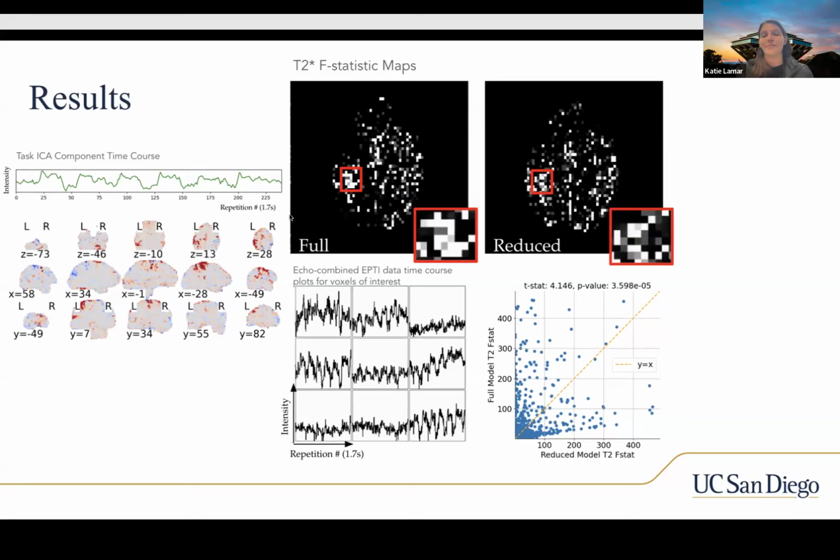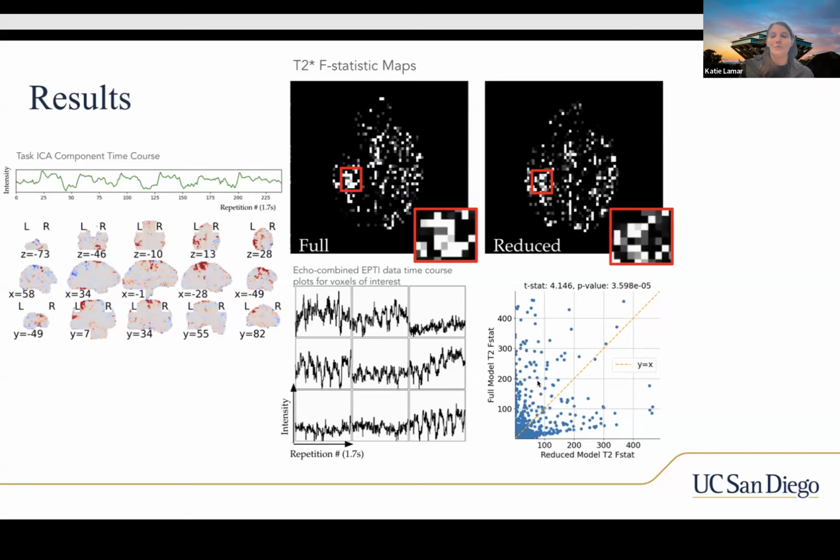A couple of things that we started to notice is that for the full model, we have F-statistic maps that have more dense clustering where we have activation. So there's more uniformity there rather than with the reduced model. It's kind of like some high values followed by some low values. And we matched this to the time series to actually see, is this where the BOLD was occurring? And it was. So the F-stat is doing its job.